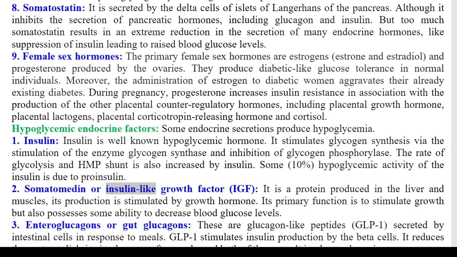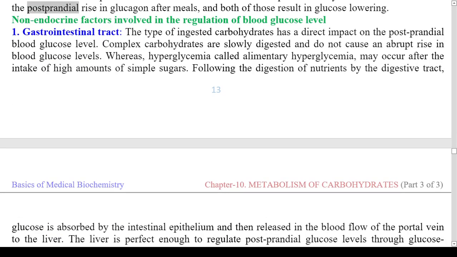2. Somatomedin or insulin-like growth factor, IGF. It is a protein produced in the liver and muscles. Its production is stimulated by growth hormone. Its primary function is to stimulate growth but it also possesses some ability to decrease blood glucose levels. 3. Enteroglucagons or gut glucagons. These are glucagon-like peptides, GLP-1, secreted by intestinal cells in response to meals. GLP-1 stimulates insulin production by the beta cells. It reduces the postprandial rise in glucagon after meals, and both of those result in glucose lowering.